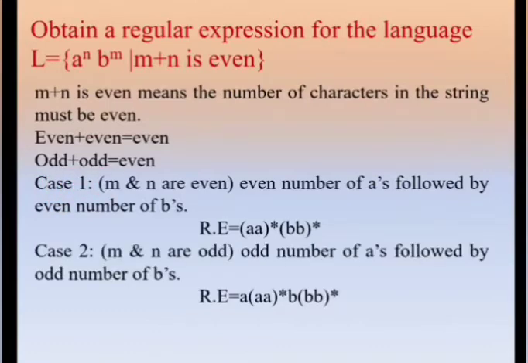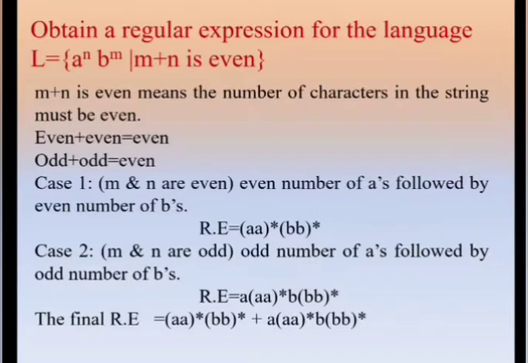For the second case where we have to add odd number of a's and odd number of b's, the regular expression will be a into aa star b into bb star. As we already know, if we add 1 to the even number of a's, it becomes odd. Similarly, we will be adding one more b to even number of b's. So this is the regular expression for odd number of a's and b's, which together is going to form an even number of characters in a string.